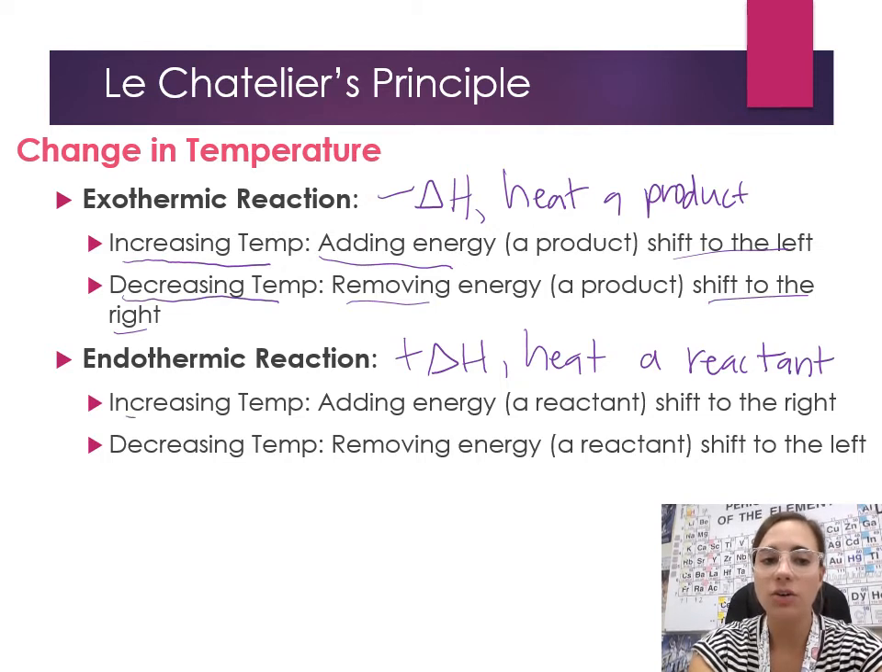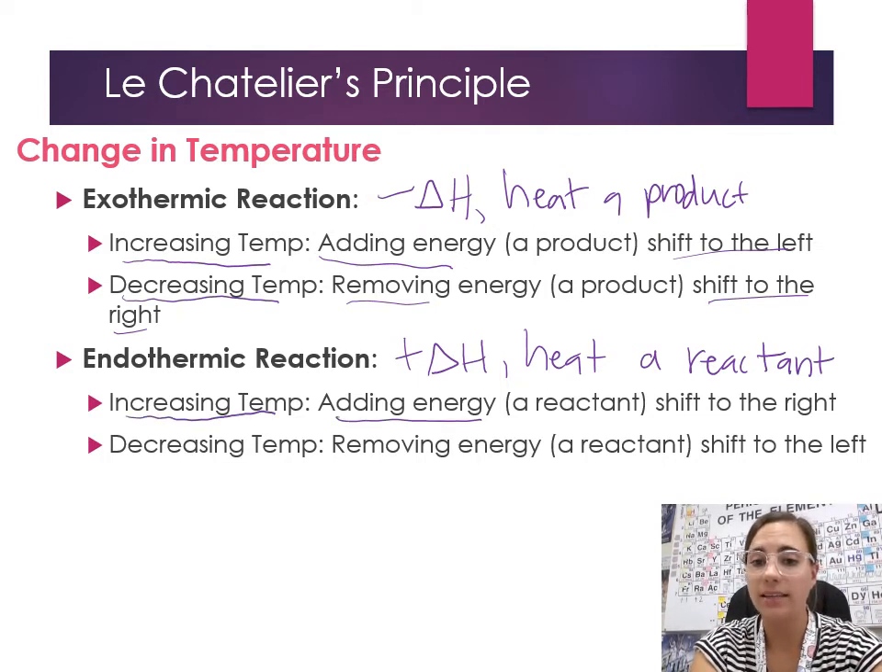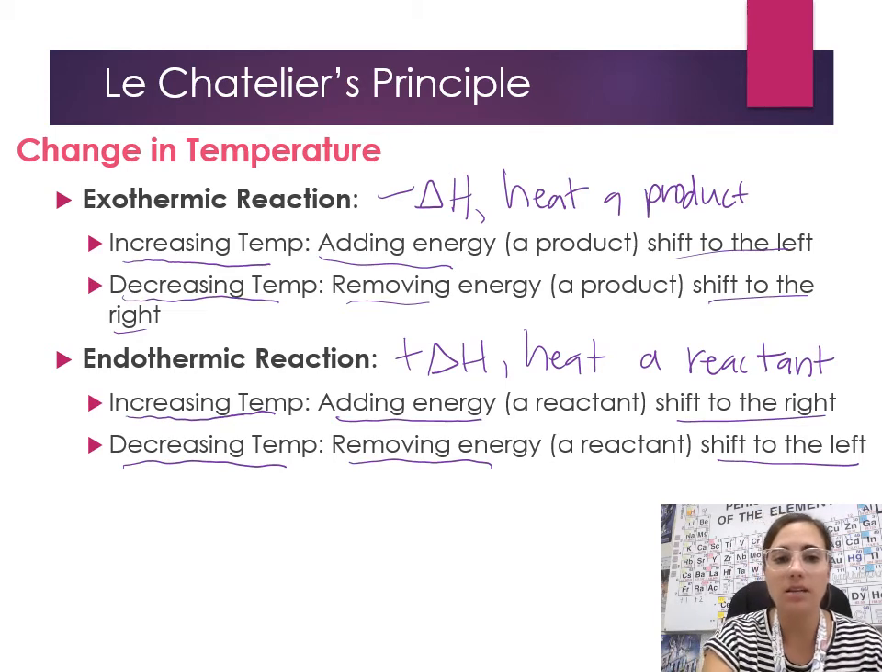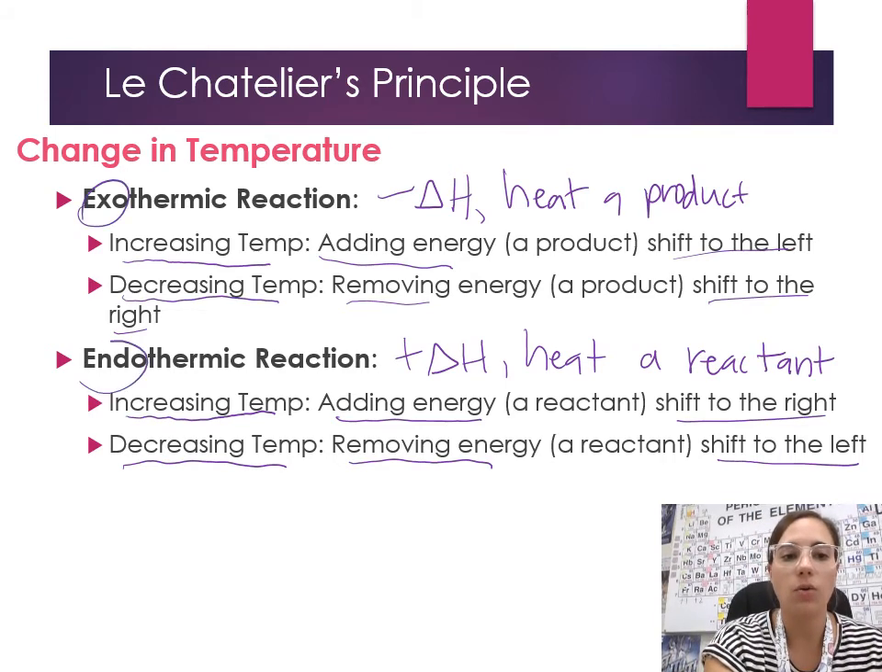So if I increase the temperature, that's adding energy, which is adding a reactant, so then I shift to the right. If I decrease temperature, that's taking away energy, which is taking away a reactant, so I shift to the left. So adding a reactant, shifting right, removing a reactant, shifting left, that's the same as when we talked about concentration. It's just this time, the thing we're adding and removing is heat, and so it depends on being endothermic or exothermic.